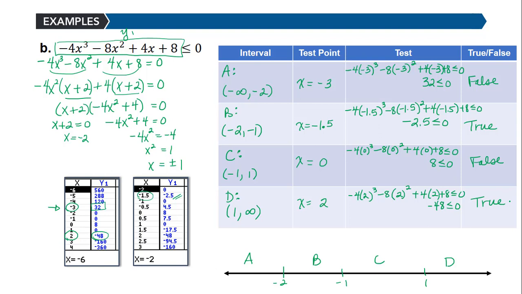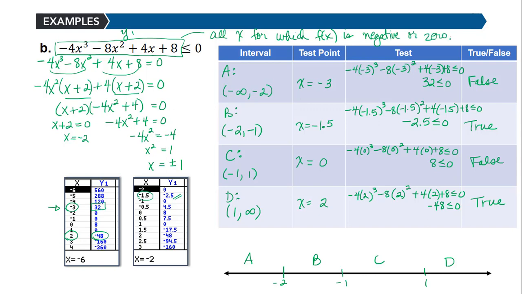And notice how these are alternating between false, true, false, true. And the previous problem did that too, either true, false, true, false, true, false. That will always happen unless there's an even multiplicity at one of the zeros. But here what I know is I'm trying to find all the values of x for which this function is negative or 0. Right, so all x for which f of x or y is negative or 0.